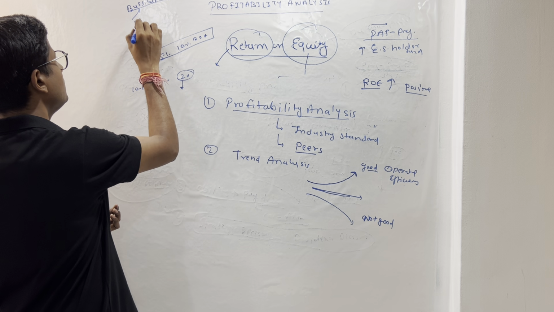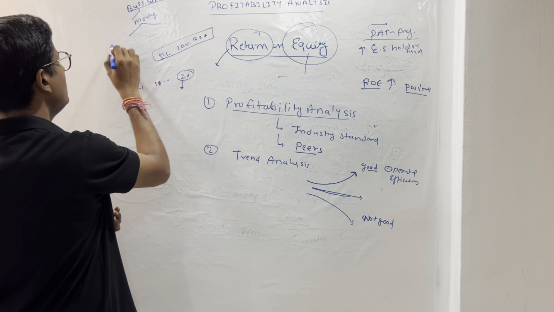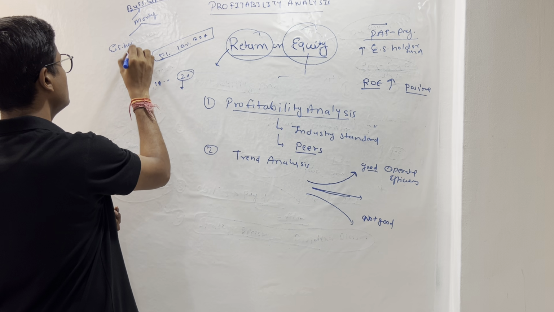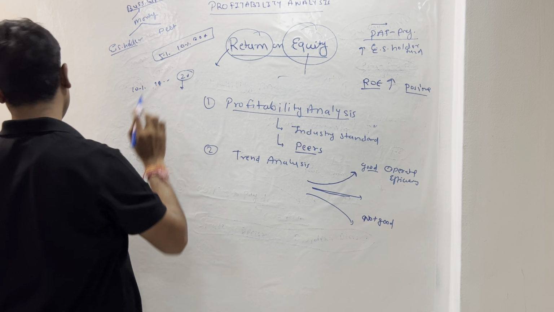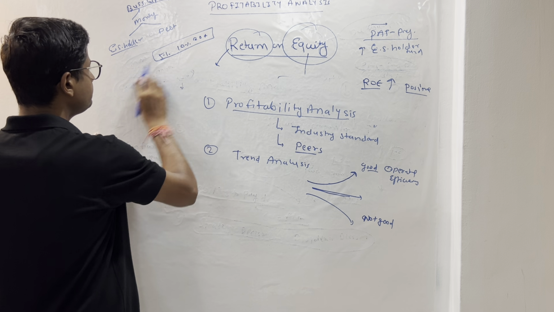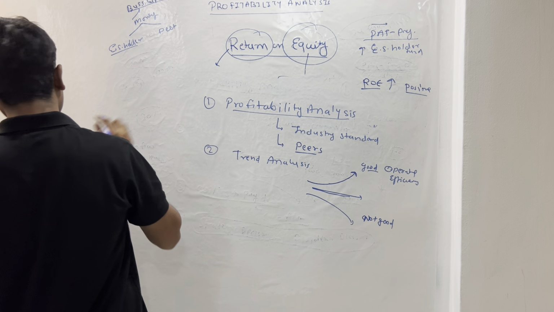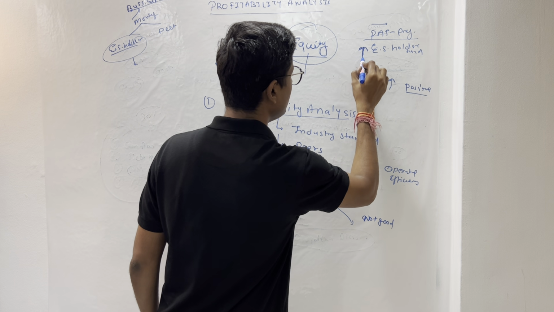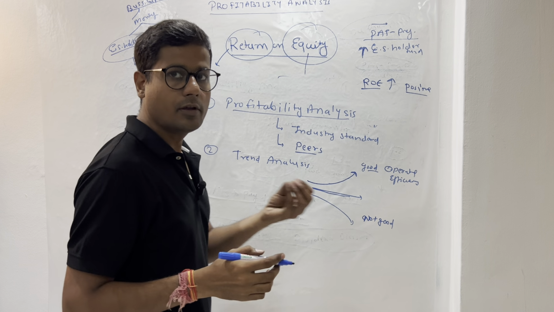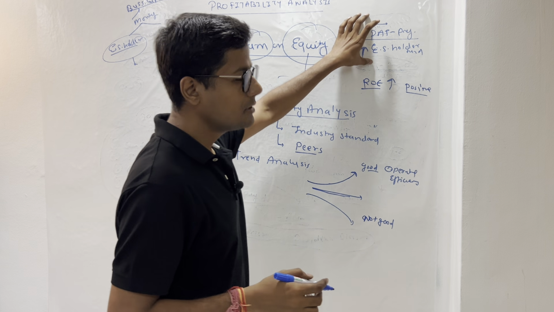So let's say for business expansion, the company needs money, right? That money can be taken from the equity shareholders or it can be taken on loan. If they take it from the equity shareholders, obviously this will increase, and if our profits are also increasing, then it may remain constant, right?